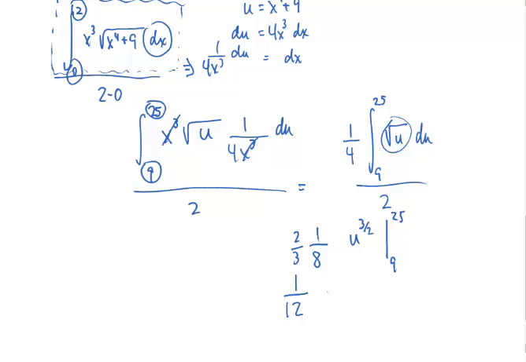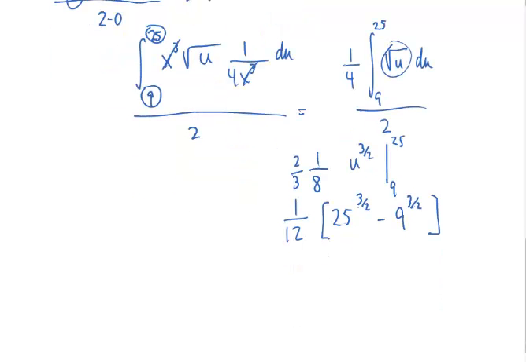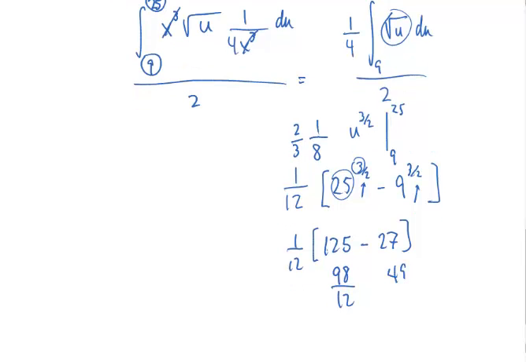So we're going to have 25 to the 3/2 power minus 9 to the 3/2 power. A lot of kids in class have trouble doing this without a calculator, but you have to remember, do the root first. The root first of 25 is 5, and then cube it, and you get 125. On the next one, you do the root first, you get 3, then cube it, you get 27. So I have 1/12 of the difference, 125 minus 27, which I think is 98 over 12, and so that might be 49 over 6.